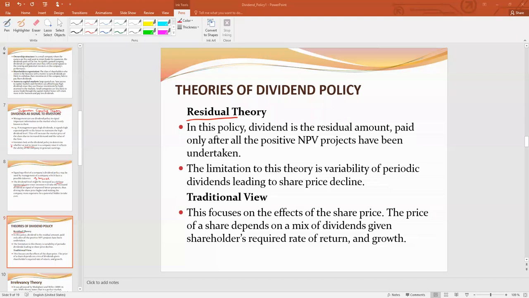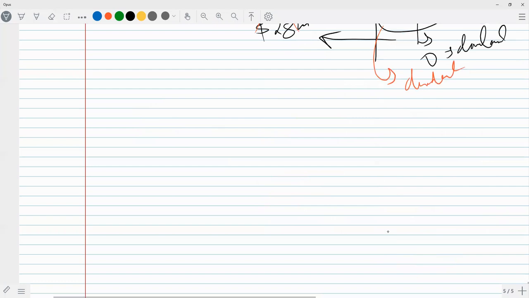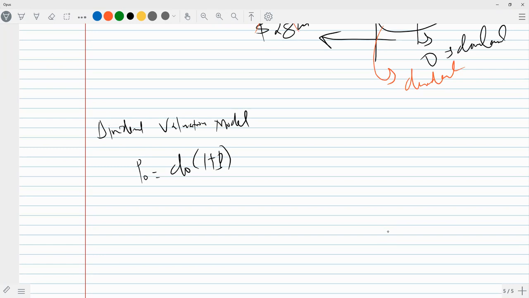So more or less, if I take you back to the dividend valuation model, as per the dividend valuation model, we say that P naught is equal to D naught (1 plus g), divided by the cost of equity minus g. And we went ahead and said that the cost of equity, therefore, is D naught (1 plus g) divided by P naught, plus g.